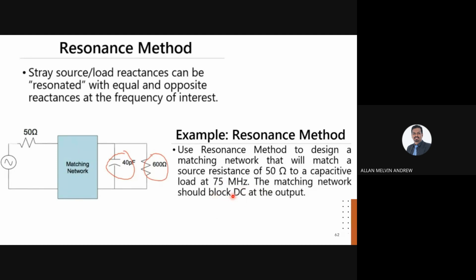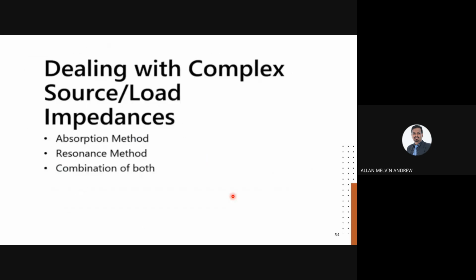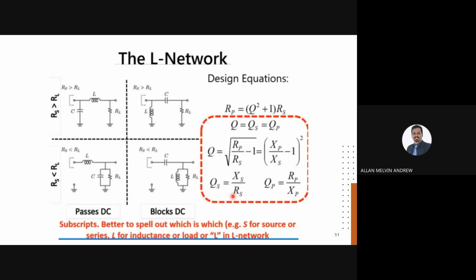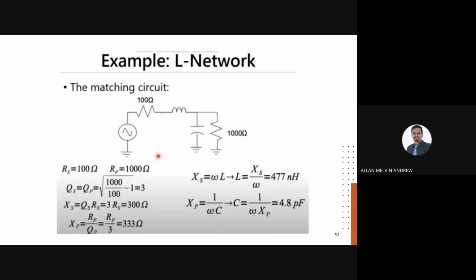So you need to go back to the slide. If you want it to block, you need to determine between these two. So you check whether RS is bigger than RL or RS is smaller than RL. Then you can determine the arrangement.